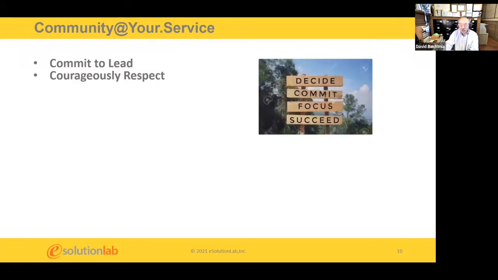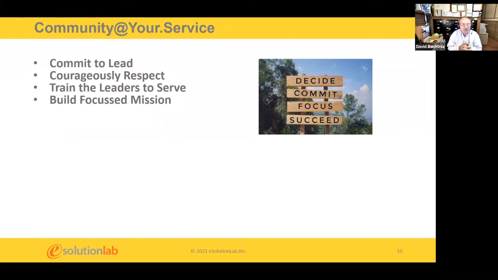That's why I'm really looking at courageously responding to new ideas. Decide, commit, focus, and together we will succeed. We will succeed only if we train our leaders not to lead but serve. Look, how many of us have thought about it? I'm not the program manager. I'm not the technical program manager. I'm here to serve my community to do their job the best they can, because whoever is in my team is better than I am.